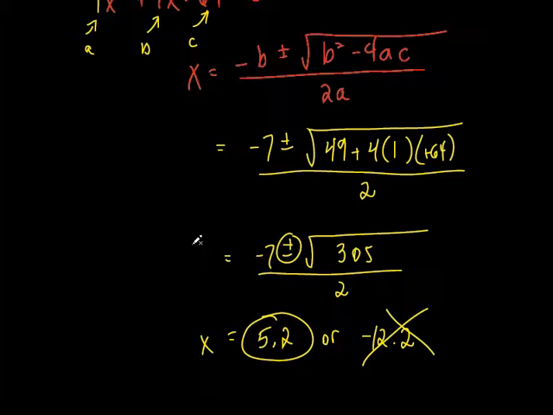Now, there's a couple ways you're going to solve it in Algebra 2. 3 ways, actually. There's going to be factoring, but this one you couldn't factor. But you can also do this thing called completing the square, right? Which is a good way to do it.